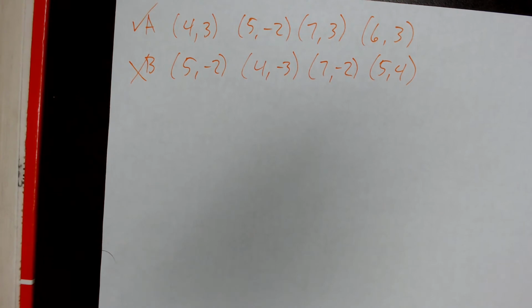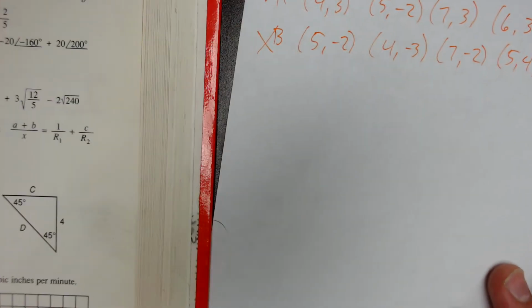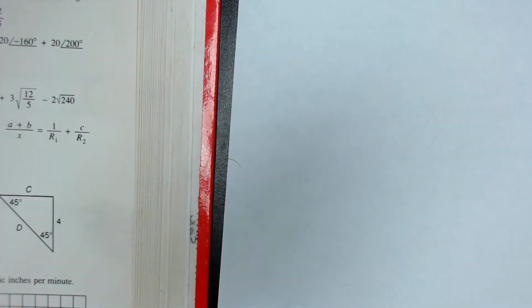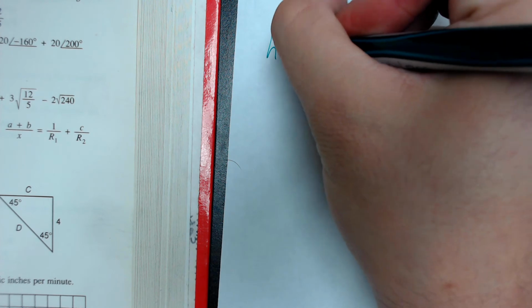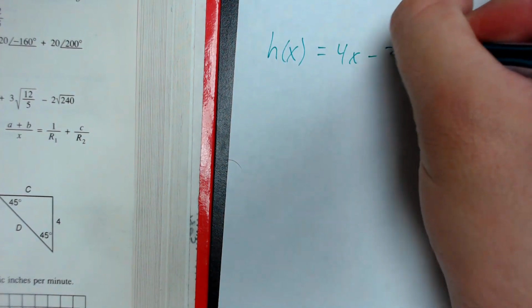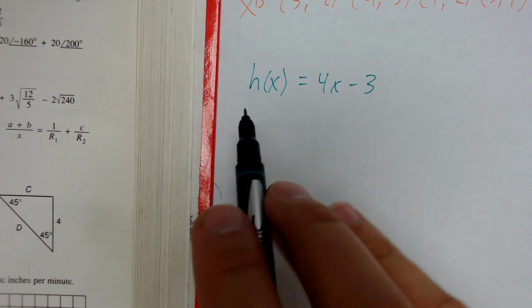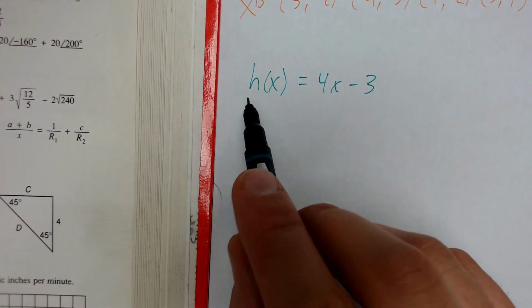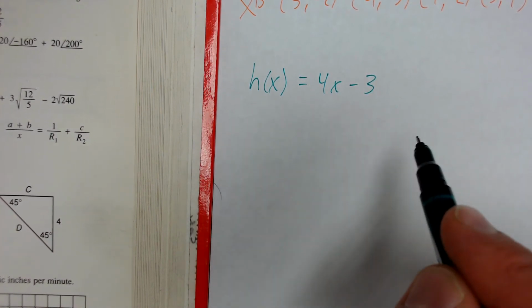Now let's talk about function notation. I think we've talked about this in the past, but just in case we haven't, the way function notation works is I can write something like this. Let's go to green. I could say that h of x is equal to 4x minus 3. Now this is read as the function h. The function h is 4x minus 3.